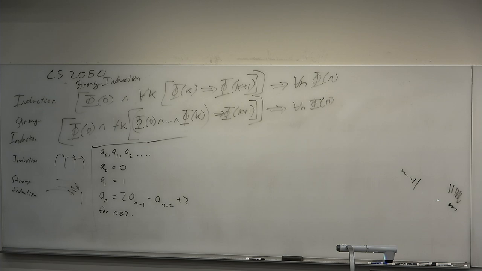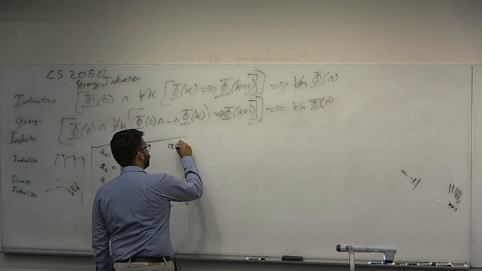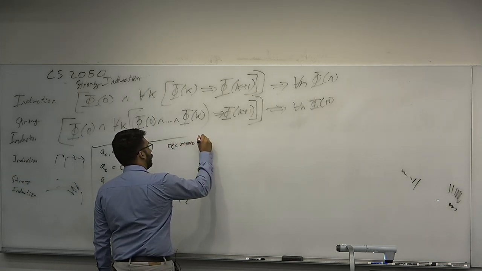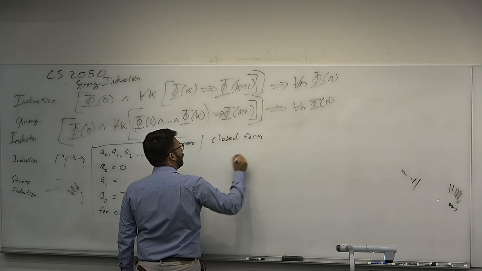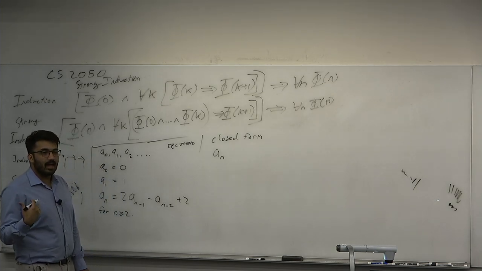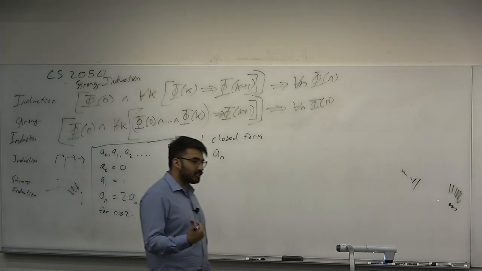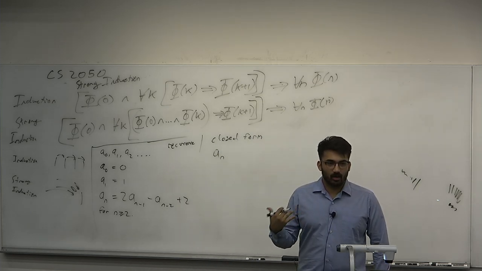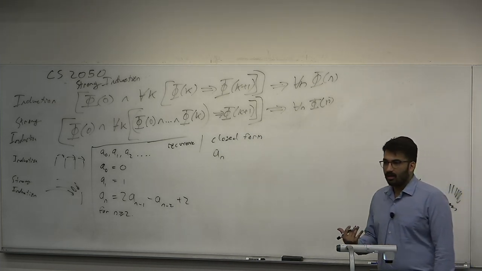Now, we're going to prove that this recursive sequence has what's called a closed form. So this is called the recurrence, and over here is called a closed form. A closed form is just some nice, simple, easy to read formula such that it doesn't require applying the recurrence 1,000 times to compute A of 1,000, right?